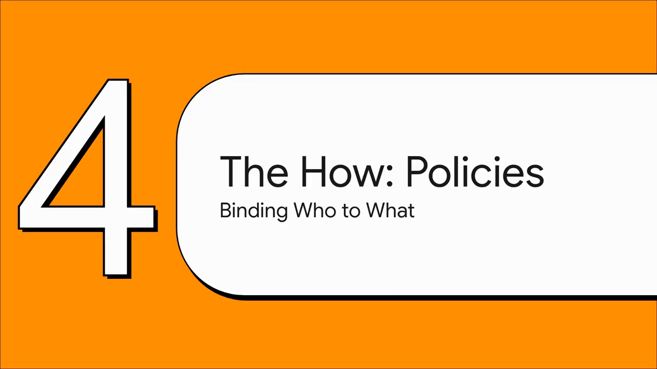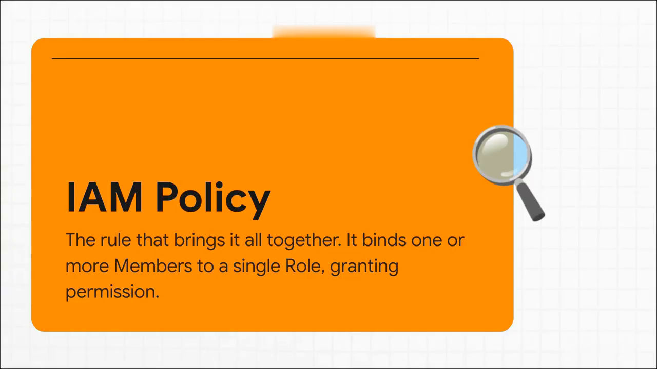All right, so we have our who, the members, and we have our what, the roles. Now we have to actually connect them. This is the how, and we do it with something called a policy. A policy is the rule that brings it all to life. It binds a member to a role, and that binding is what actually grants the permission. So back to our building analogy. The policy is the moment the security guard actually hands the key card, the role, to a person, the member. That action right there is what makes the access official.